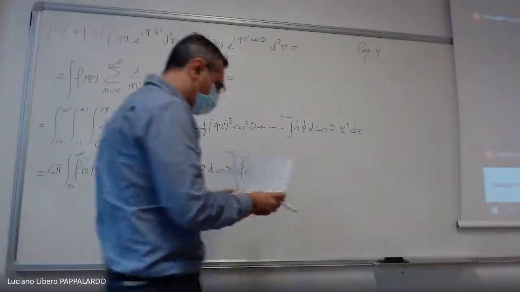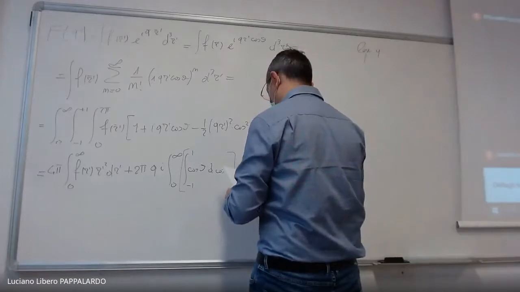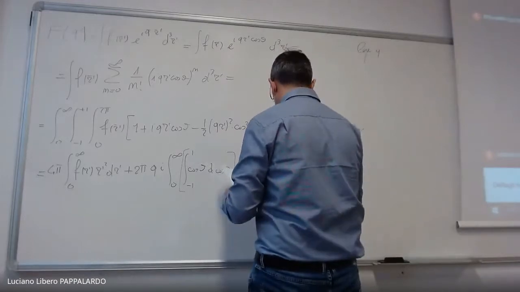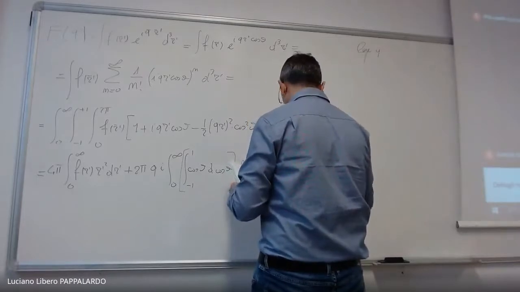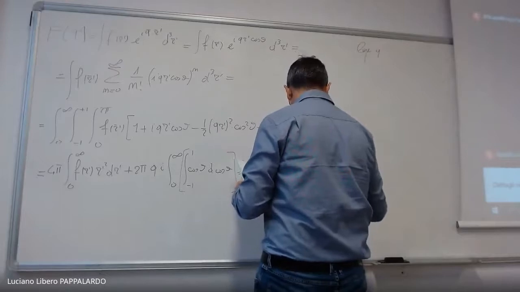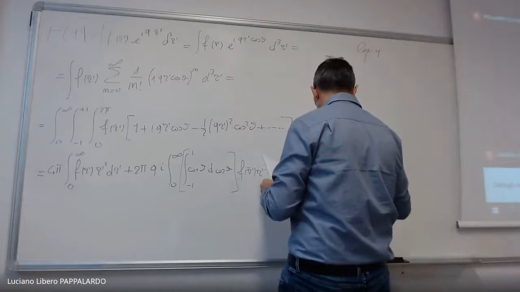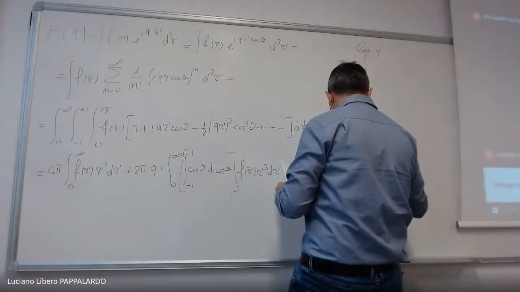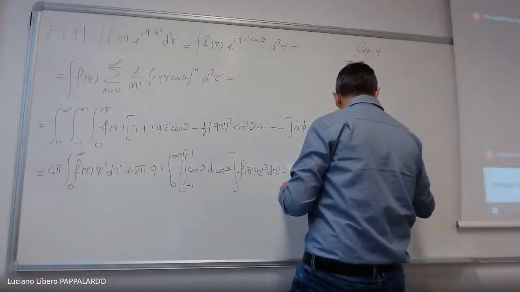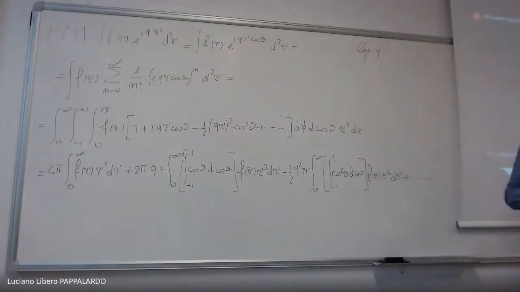Now we go to the third piece. Minus 1/2 q squared 2 pi, integral from 0 to infinity, integral from -1 to 1 of cos squared theta d cos theta, f(r') r' to the fourth dr', plus infinite other terms, infinite other integrals.